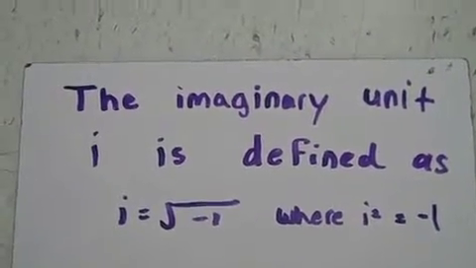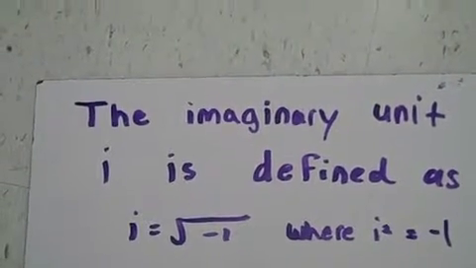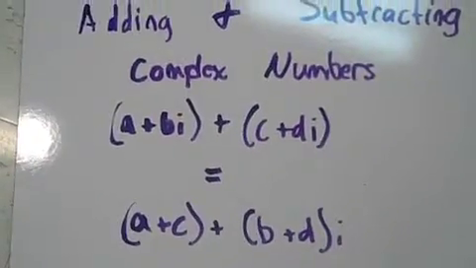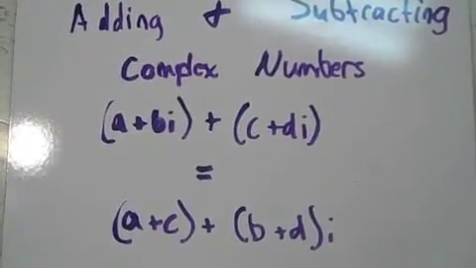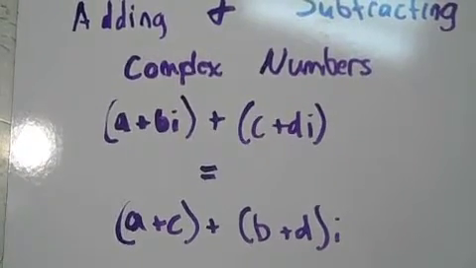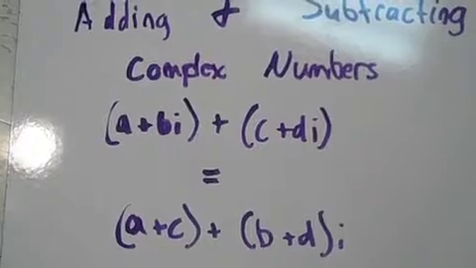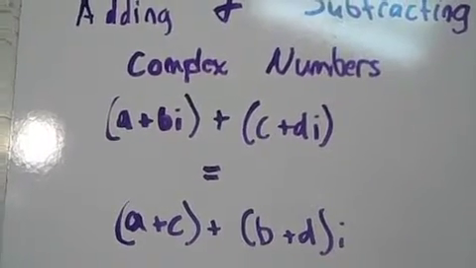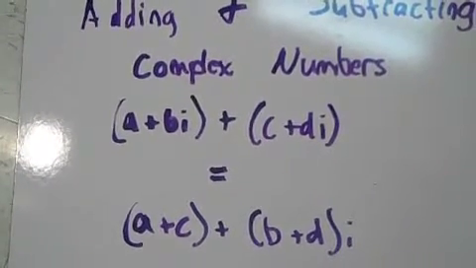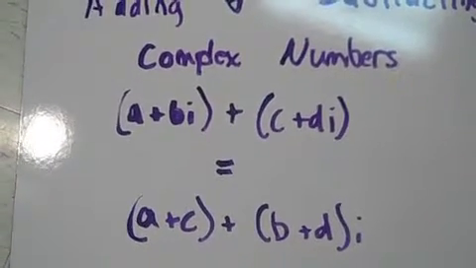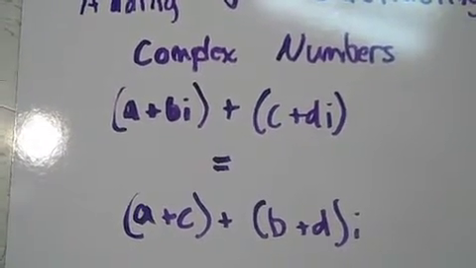The imaginary unit i is defined as i equals the square root of negative 1, where i squared is negative 1. Adding and subtracting complex numbers: a plus bi plus c plus di will still equal a plus c plus b plus d times i. A and c will represent the normal real numbers, where bi and di will represent the imaginary parts. A plus c will make a real number.